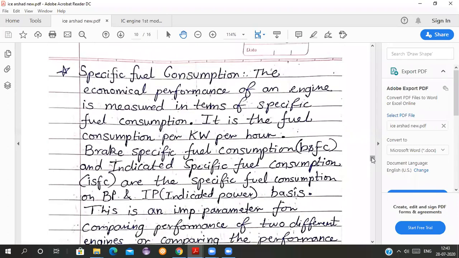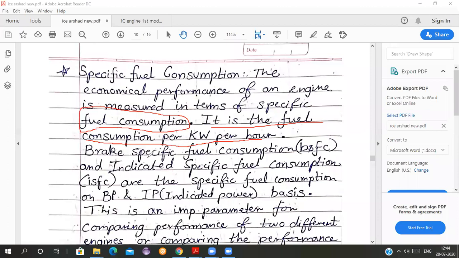See, I will show you what is specific fuel consumption. See what is written. First, try to understand this. The economical performance of an engine is measured in terms of specific fuel consumption. Any engine is measured in terms of fuel consumption also: how much fuel it is taking and how much power it is giving. So specific fuel consumption is the fuel consumption per kilowatt per hour.